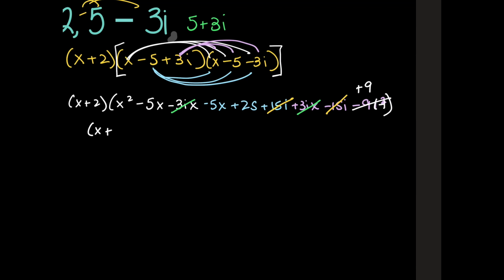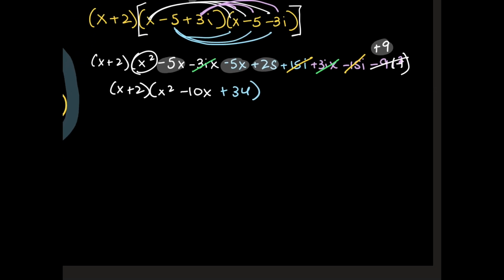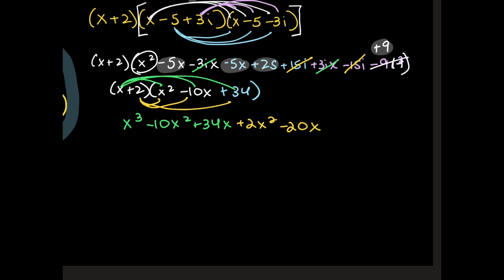So I bring down the x plus 2, and then I get x squared is the only squared. Negative 5x and negative 5x is negative 10x. Positive 25 plus 9 is positive 34. And we distribute this one last time. x times x squared, x to the third. x times negative 10, negative 10x squared. x times 34, positive 34x. 2 times x squared. 2 times negative 10. And 2 times 34.